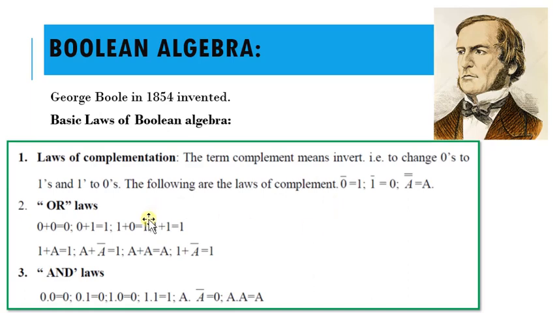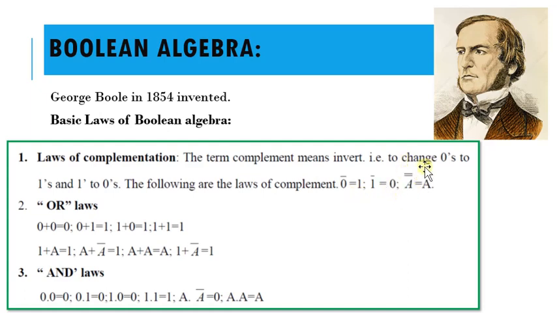So if you look at this particular slide, we have some basic laws of Boolean algebra. The first basic law is the law of complementation. The term complement means to invert, and inversion is represented by drawing a bar above the logical symbol. So you can see that to change a 0 to 1 or to change 1 to 0, we perform the law of complement as 0 bar is equal to 1 or 1 bar is equal to 0.